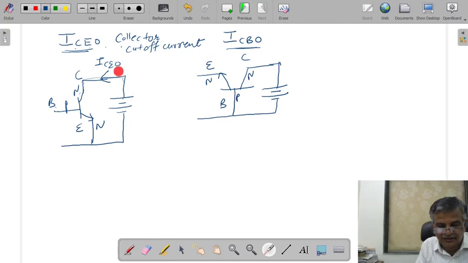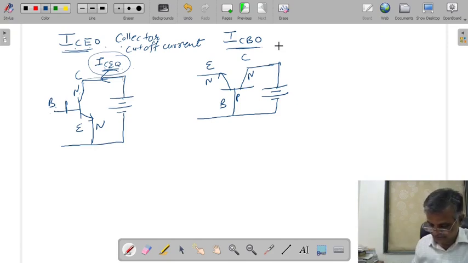This means the third terminal, base, is open. B is not here. Is there any B? There is no B here. So the base is open. So from this you can easily write: when the collector is kept in reverse bias and the base is kept open, then the current flowing from collector to emitter is called reverse leakage current, ICEO. So what is ICEO? The current flowing from collector to emitter when the base is kept open circuited.